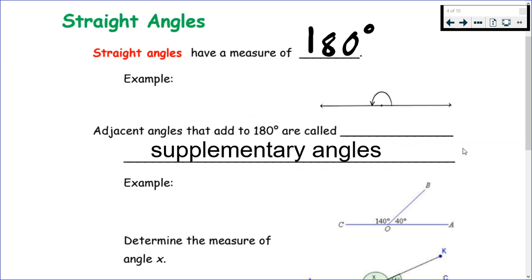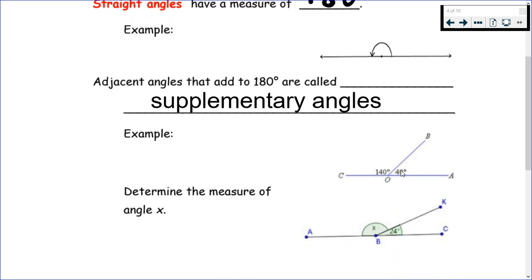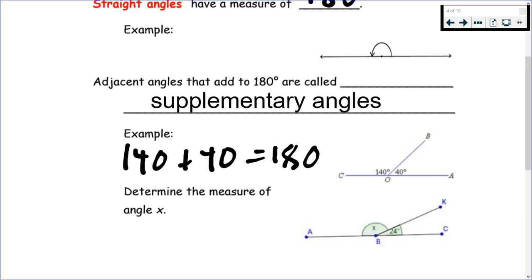So when we have two angles that add up to 180, those are called supplementary angles. As an example here, this angle AOB and this angle COB, each of these add up to 180 degrees. So anytime I see a straight line and then there's some line coming in at an angle, whatever this angle is and whatever this angle is will add up to 180. So we can just write that out. 140 plus 40 equals 180. We can use this to solve missing angles.